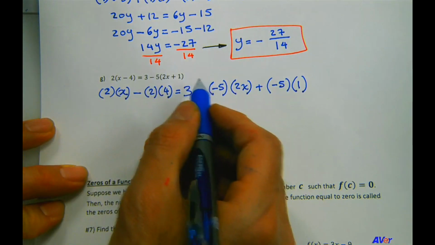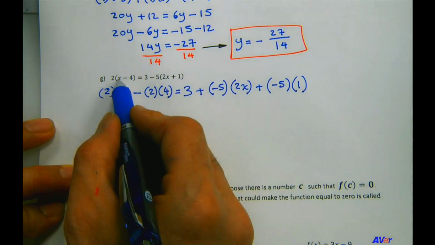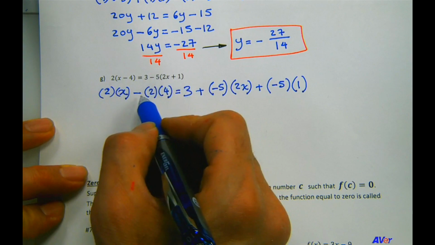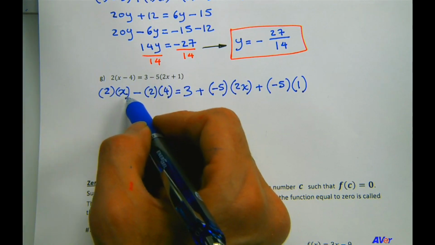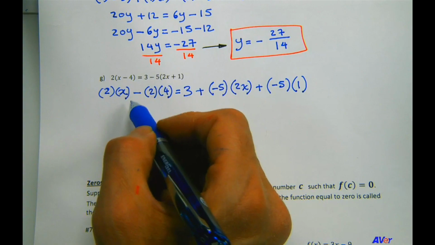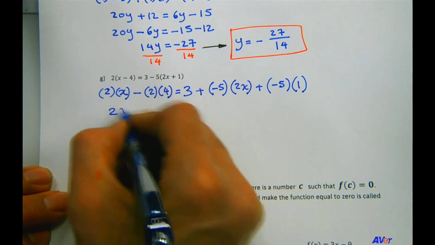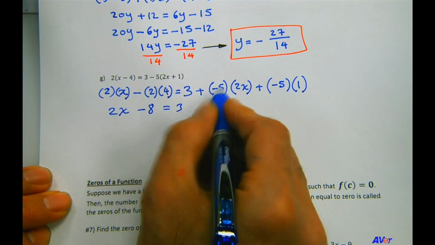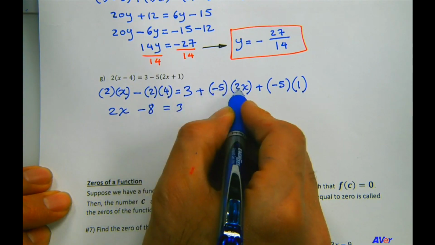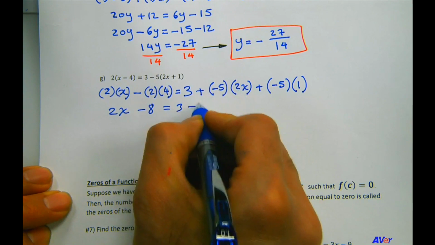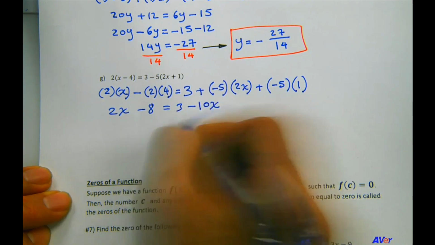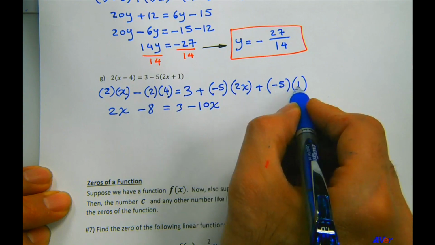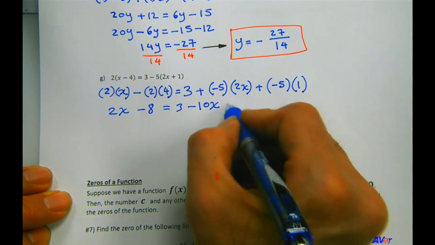So let's simplify. We're done with distributing. Look, x is no longer part of the group that was defined by the parentheses. X has not been isolated yet, but it's a little bit more free than before. Okay, so let's simplify. 2x minus 8 equals 3. So we have minus 5 times 2x. That'll be minus 10x. In here we have minus 5 times 1, minus 5, like that.